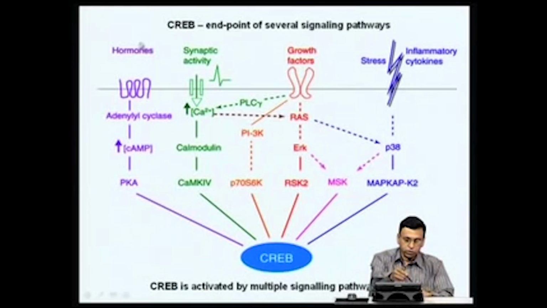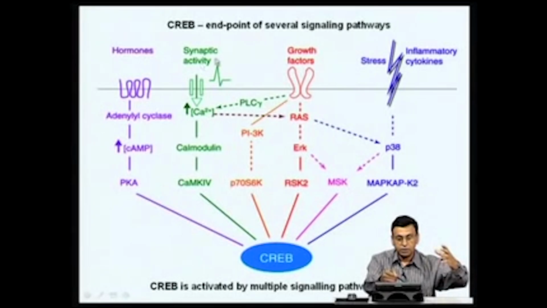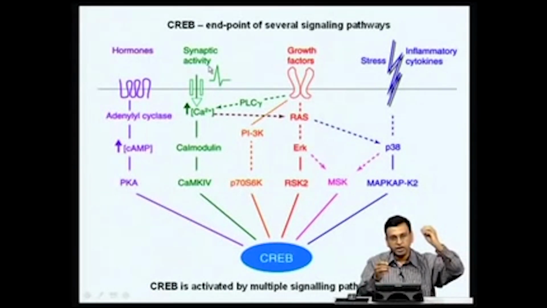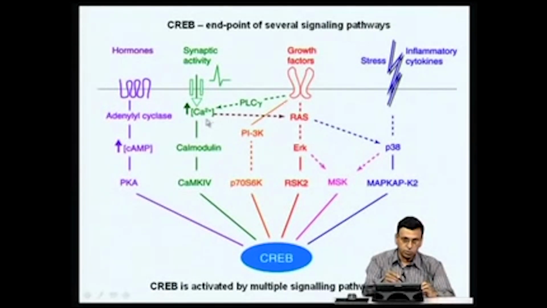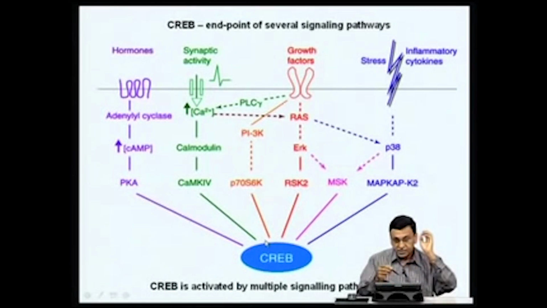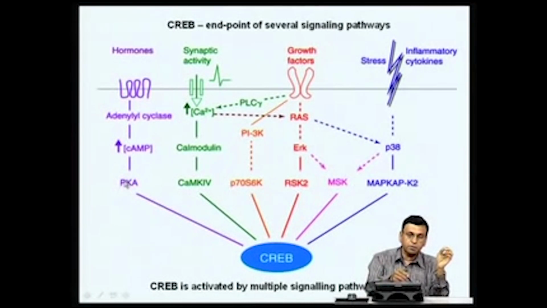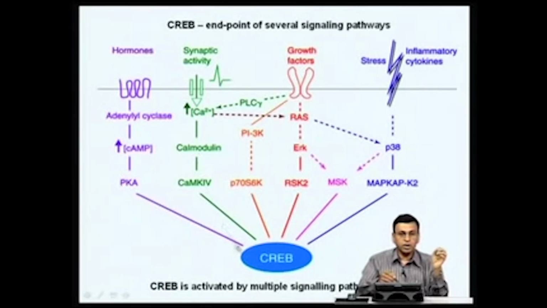For example, in addition to the hormones acting through the GPCRs, adenylate cyclase, cyclic AMP and PKA, CREB can also be activated in neuronal cells whenever there is synaptic activity, which involves specific neurotransmitters. When neurotransmitters are released near the synapses, they cause release of calcium ions, and these calcium ions activate calmodulin, and calmodulin now activates a kinase called calcium dependent calmodulin kinase 4. This calmodulin kinase 4 can also phosphorylate the same serine residue which is phosphorylated by protein kinase A, and therefore CREB can be activated not only by cyclic AMP dependent protein kinase A, but also through the calcium calmodulin pathway.